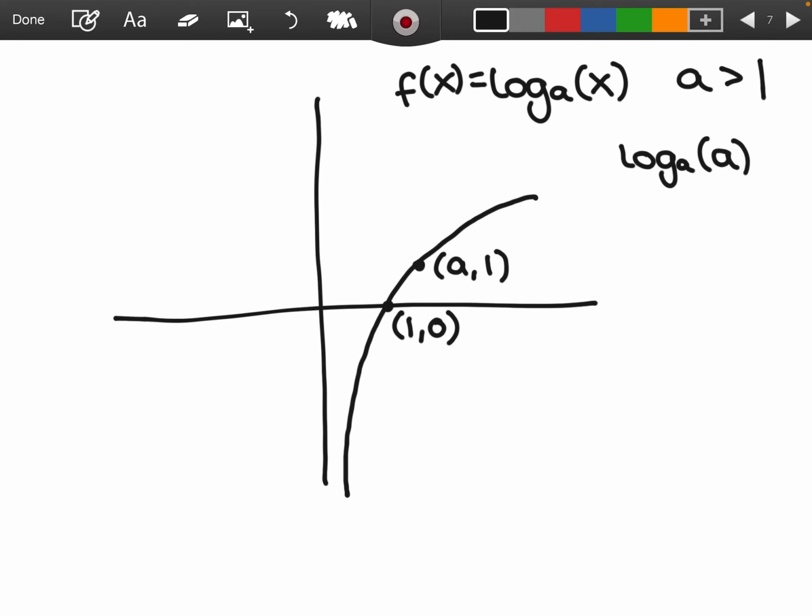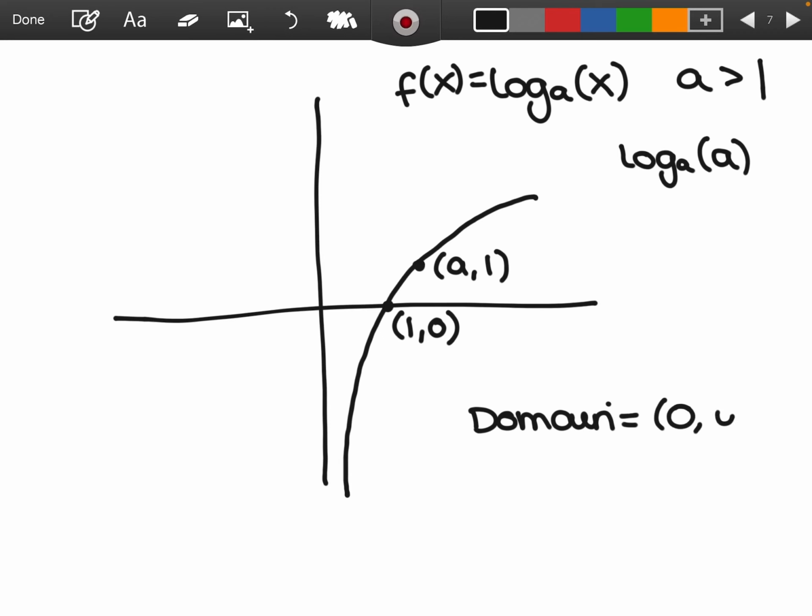Another point I know it goes through is a, 1, okay? If I look at log base a, where x is equal to a, I'm looking at what power I have to raise a to get a. Well, that's just 1, okay? a to the 1 is a. So I know that that is the case.